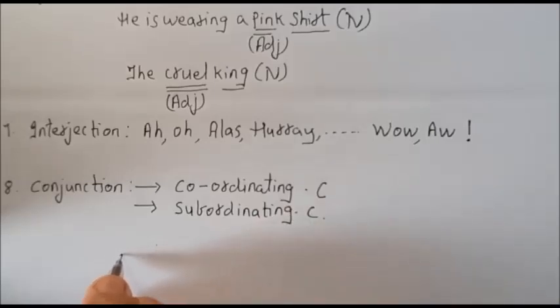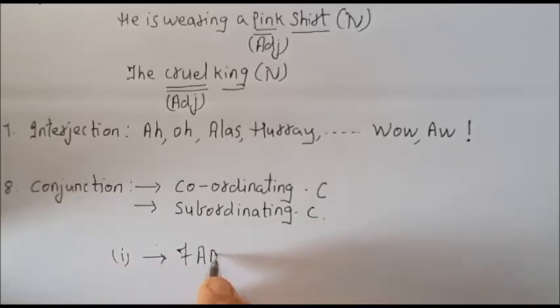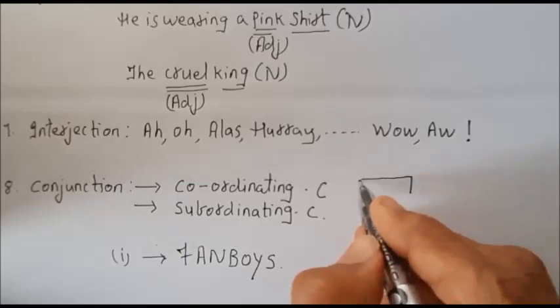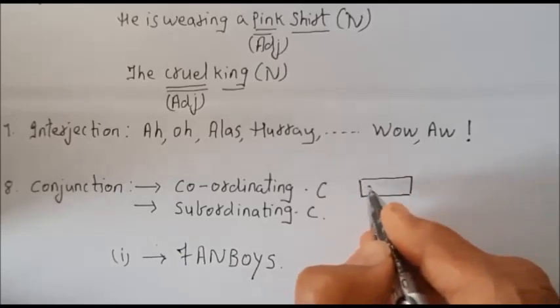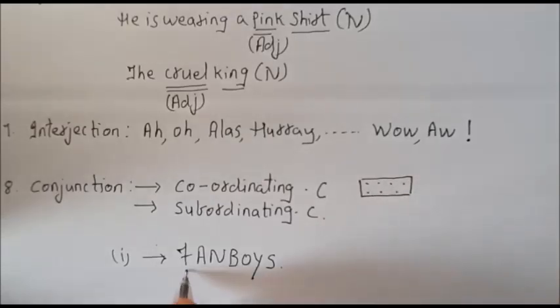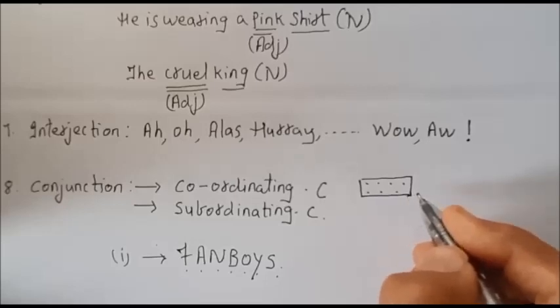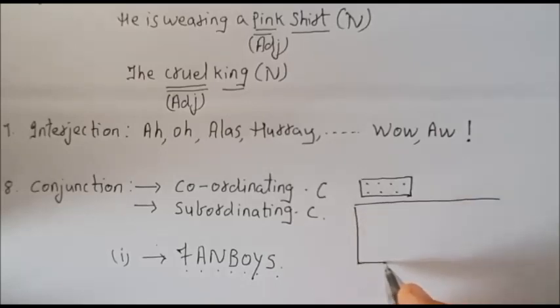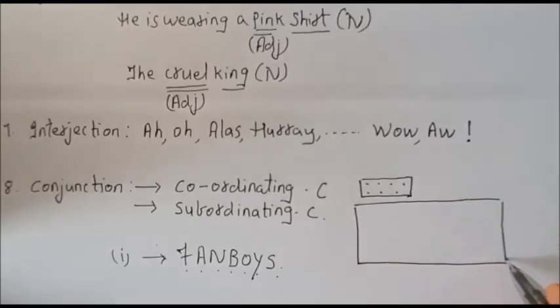So, simple. Let's take the first one, coordinating, as FANBOYS. Now this coordinating conjunction is a very small box which you can just gulp down very easily. 1, 2, 3, 4, 5, 6, 7. Very few. Right? Yes. This is a very big box. It will take a bit of time for you to complete.